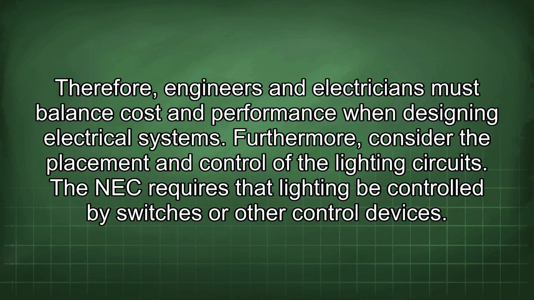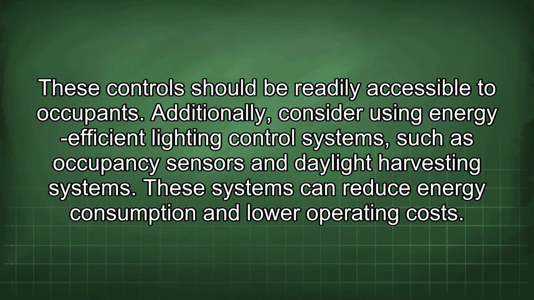Furthermore, consider the placement and control of the lighting circuits. The NEC requires that lighting be controlled by switches or other control devices. These controls should be readily accessible to occupants. Additionally, consider using energy-efficient lighting control systems, such as occupancy sensors and daylight harvesting systems. These systems can reduce energy consumption and lower operating costs.